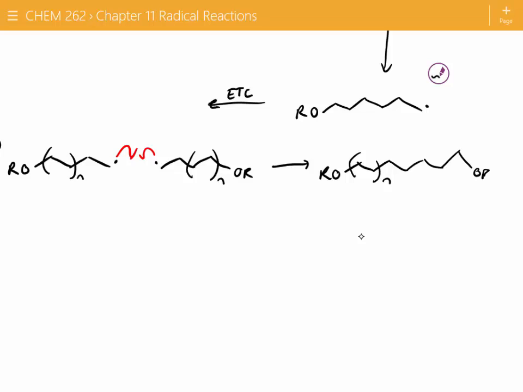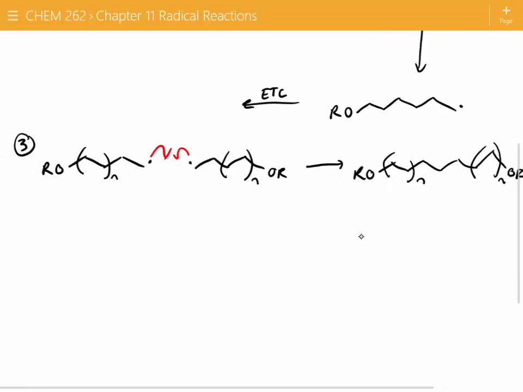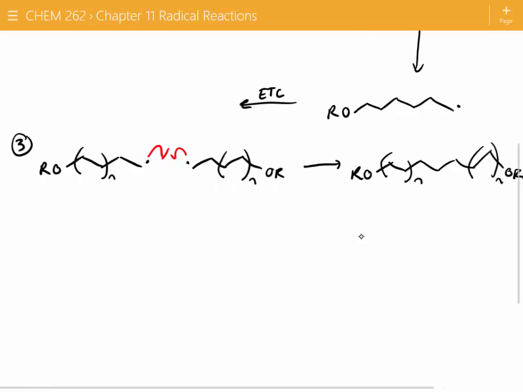Is that right? So you end up connecting the two alkyl chains. I may be missing a carbon there. I'll fix it later, but you get the idea. You can terminate it by coupling two of your alkyl radicals together.